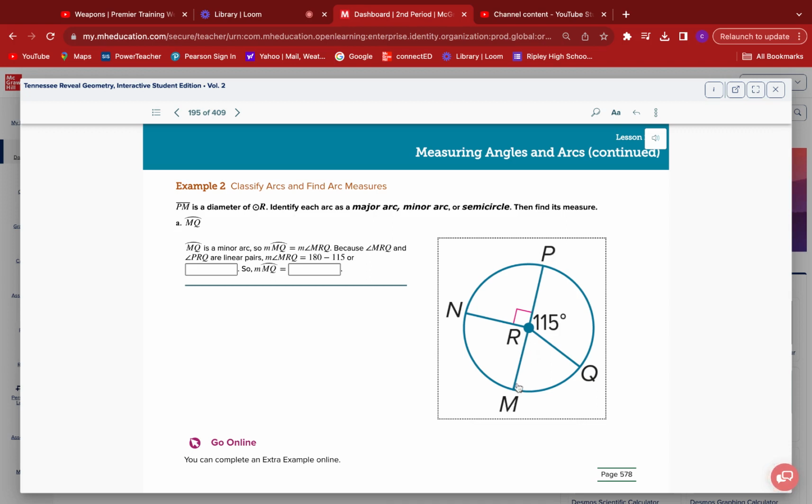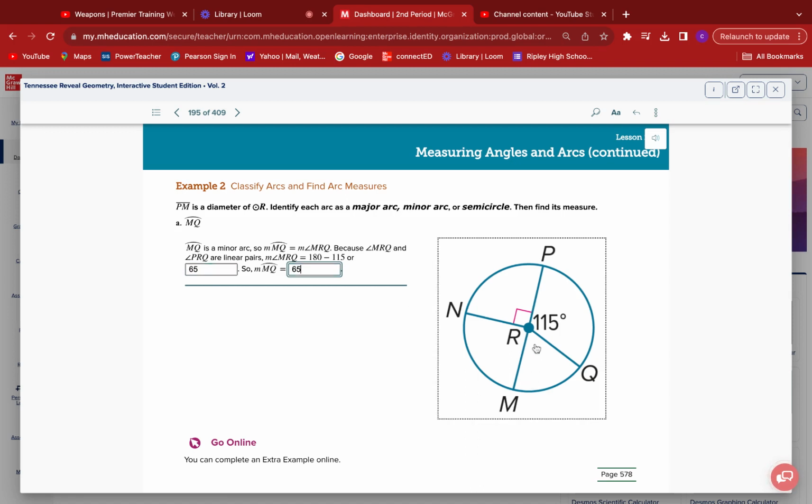And since PM is a diameter, then PQM arc is a semicircle, which is half of 360, and that's 180. So if PQM is 180, and I know P to Q is 115, to find the leftover, Q to M, I'm going to take 180, subtract 115, and that will be Q to M. 180 minus 115 is 65. So it is 65 degrees, which means the measure of arc QM is 65.